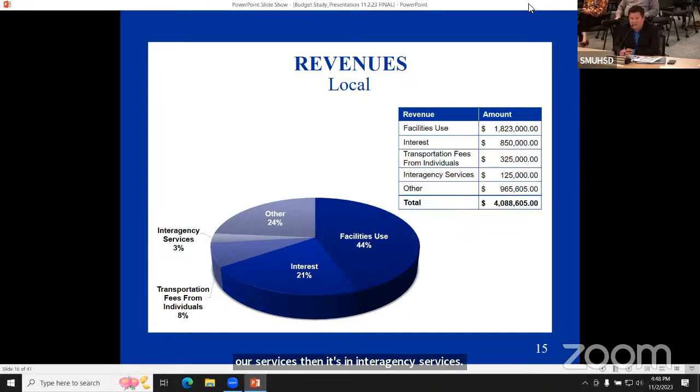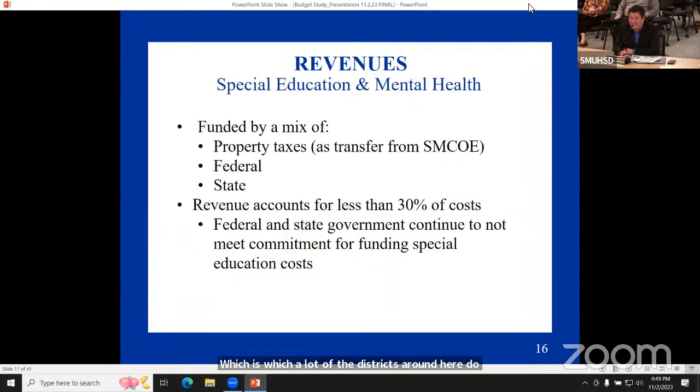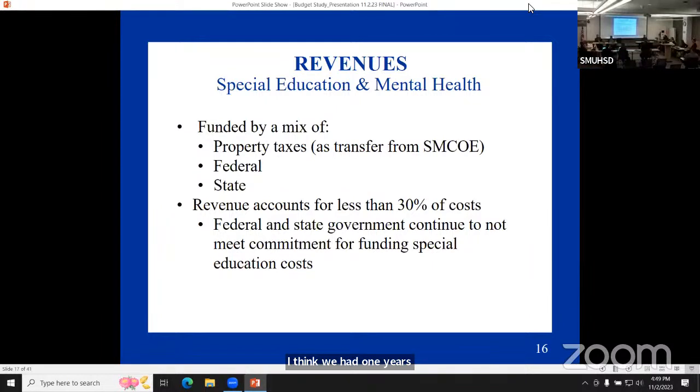What's not in here, and it's a good point that Superintendent Booker raised, is that the school district doesn't have a parcel tax, which a lot of the districts around here do have, and there are pluses and minuses to that. I think we had one years ago. Years ago. Maybe in the 90s. That was probably the last one.